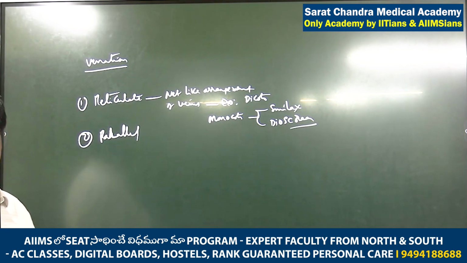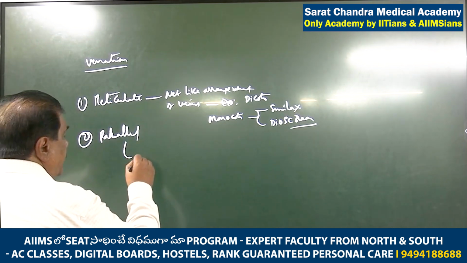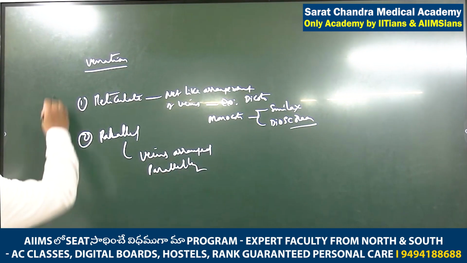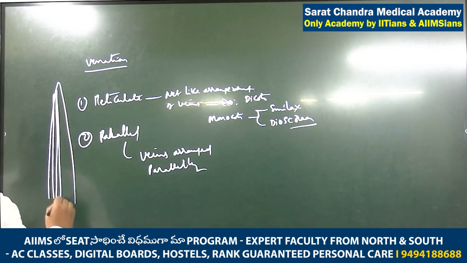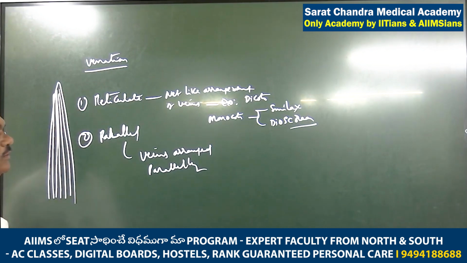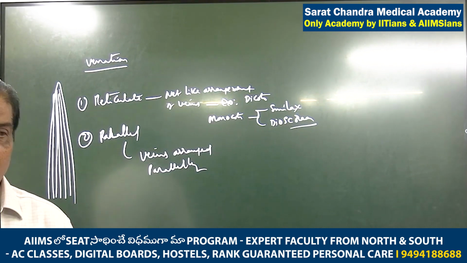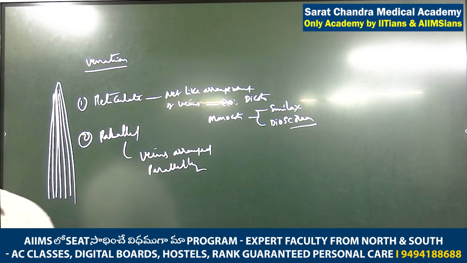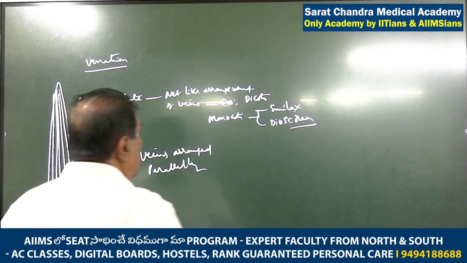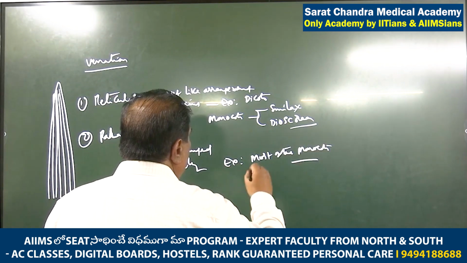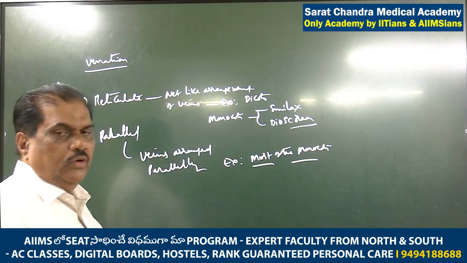What is parallel? The veins are arranged parallel in the lamina. Veins are arranged parallelly like this. This is a lamina, a leaf. So these are the veins which are arranged parallel to each other. That is called parallel venation. Parallel venation is also the characteristic feature of most of the monocots, not all monocots.